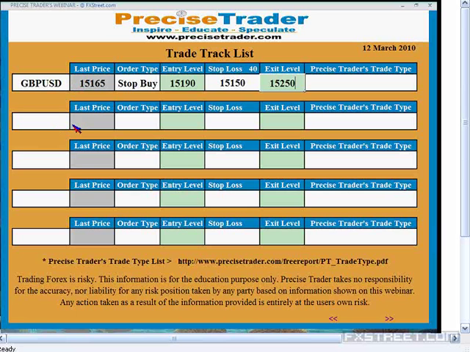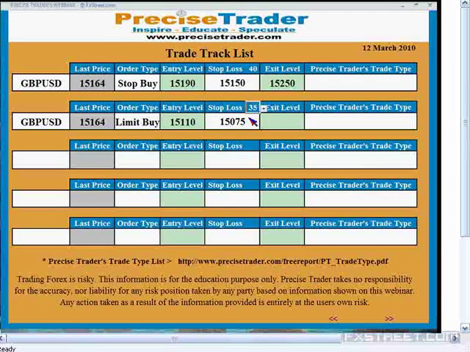The next trade setup which I'm planning to do is, as I told you, I'm looking to limit buy at about the 151.10 level. And again, I use a stop loss. This one I can use a 30 to 35 pip stop loss, and my profit target would be 151.60, which is a 50 pip profit target.